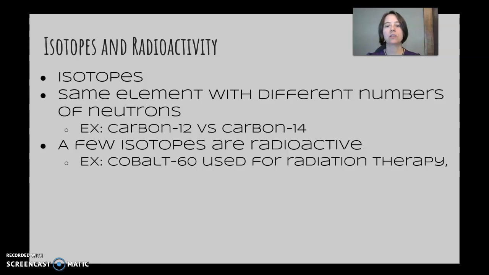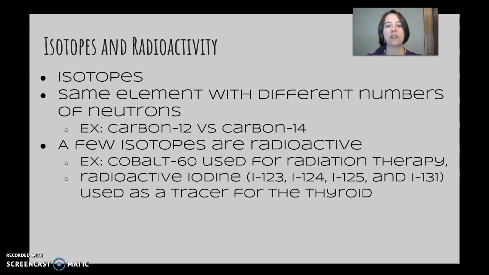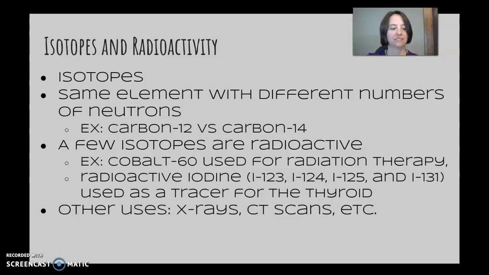Some examples of some radioactive elements. Cobalt-60 is used for radiation therapy for a person who has cancer. Radioactive iodine, like iodine-123, iodine-124, iodine-125, and iodine-131. So it has several radioactive isotopes. It is used as a tracer for the thyroid if doctors are looking at thyroid cancer or just your thyroid function. So other uses of radioactivity and isotopes are X-rays, CT scans, and more.